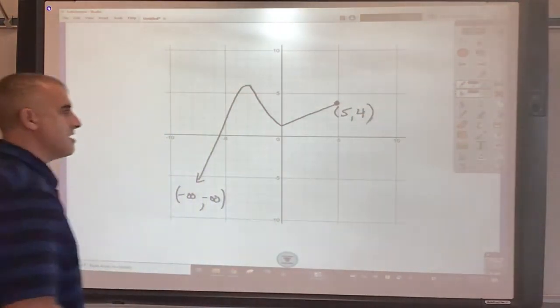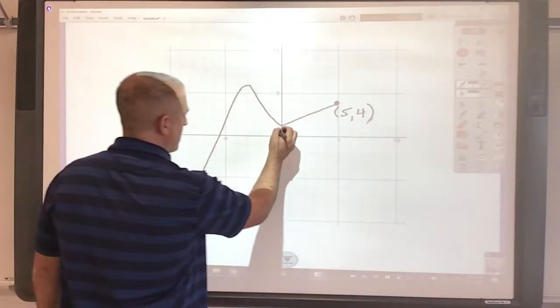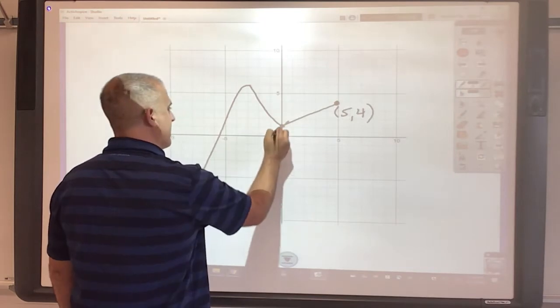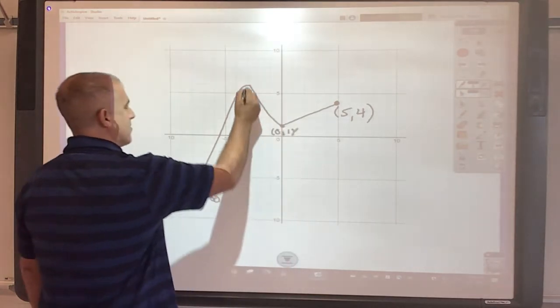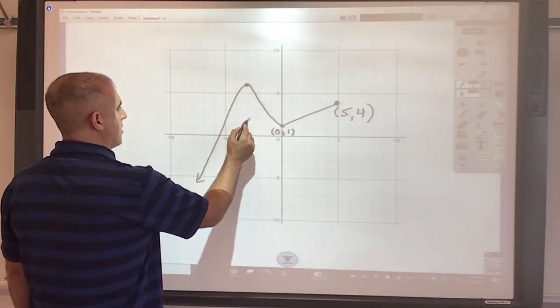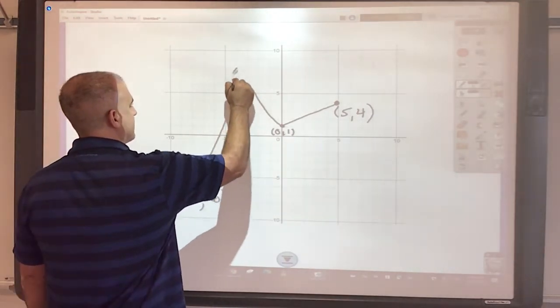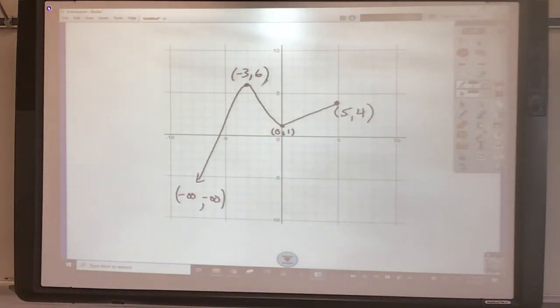Then I'm going to look at minimums and maximums, local minimums, local maximums. So here's one, we're just going to estimate that at about 0, 1. And then we got one about right here that's negative 3, 6. So I got all of my points here.